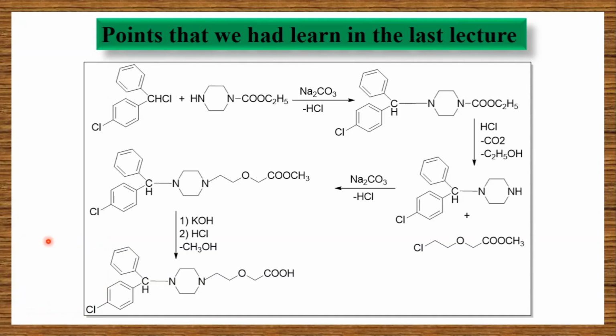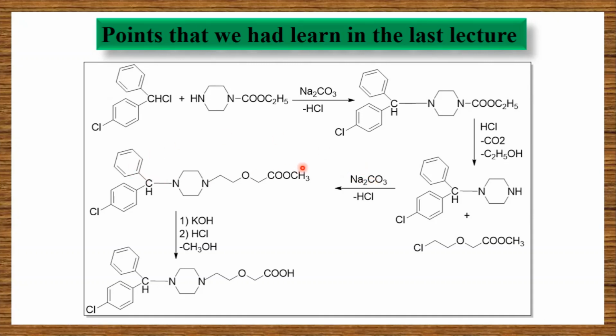In the last lecture, we had learned the synthesis of cetirizine. The synthesis of cetirizine starts with 4-chlorobenzyl chloride in presence of N-carbethoxy piperazine. In presence of Na2CO3, you will get this product. Then the next step is simply the hydrolysis of this ester in presence of HCl. The hydrolysis followed by decarboxylation gives this product. Then this product undergoes condensation reaction with this halide, and the sodium carbonate acts as a base.